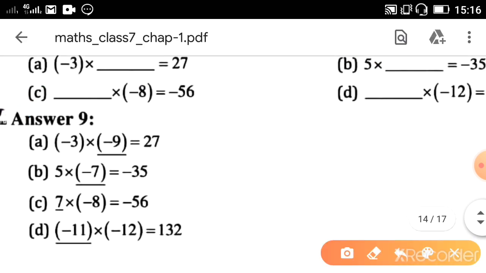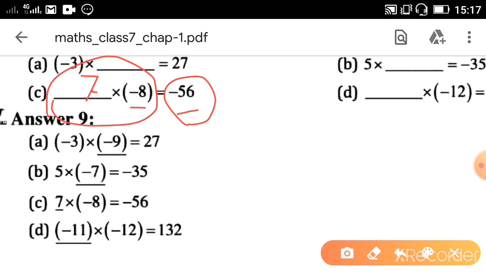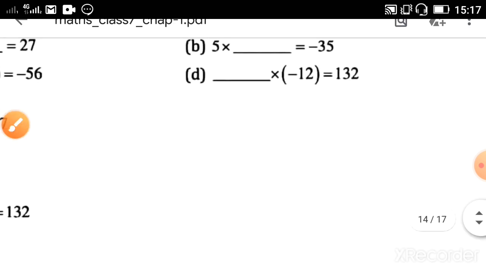Next, dash into minus 8 is equal to 56. 7 8s are 56. Answer is negative. And this 8 is also negative. So the answer is negative and two terms are there. It means here any one term will be negative, an odd number of times this negative sign, then only you will get the answer negative. So here it comes positive plus 7.